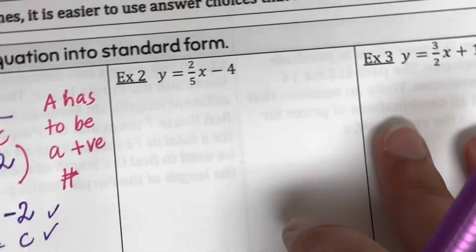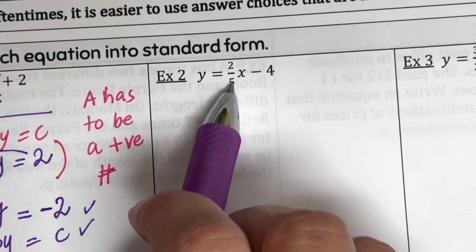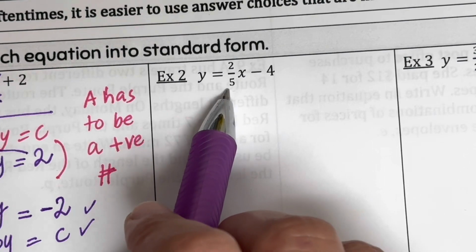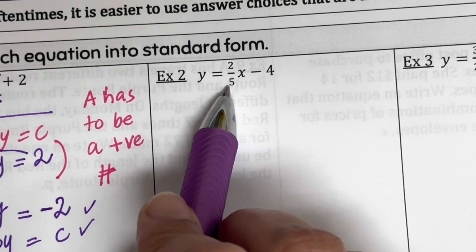Example number 2. y equals 2/5 x minus 4. Now, the first thing I see is a fraction, and I do not want to have a fraction over there. So what I'm going to do is identify the denominator, or the least common multiple. The least common multiple over here is 5.